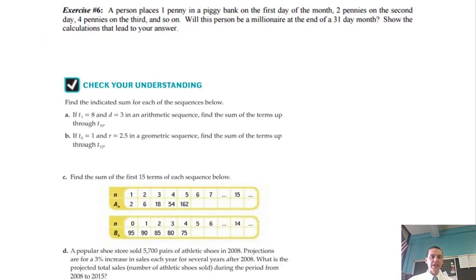And we're going to go right into number 6. A person places 1 penny in a piggy bank on the first day of the month, 2 pennies on the second day, 4 pennies on the third day, and so on. Will this person be a millionaire by the end of the 31st day?